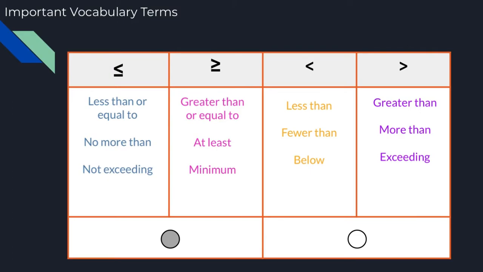Below in our vocabulary terms chart, we can see a few things that stand for less than or equal to, greater than or equal to, less than, or greater than. Are these all the words that you will see meaning these things? No, but they're an excellent start for us. Now let's put them to practice by doing example A.